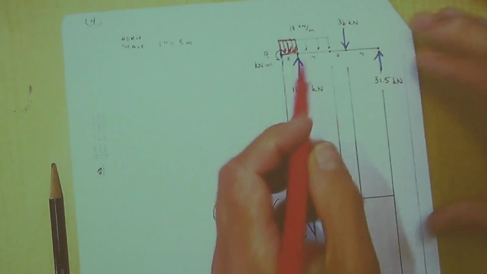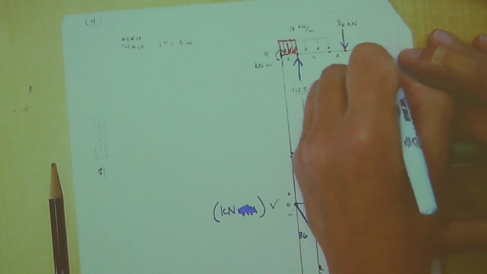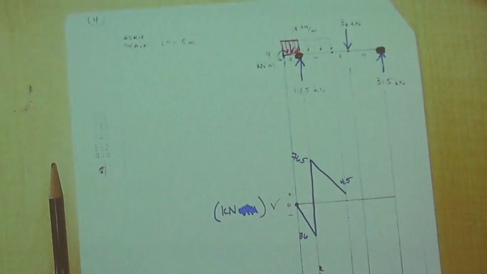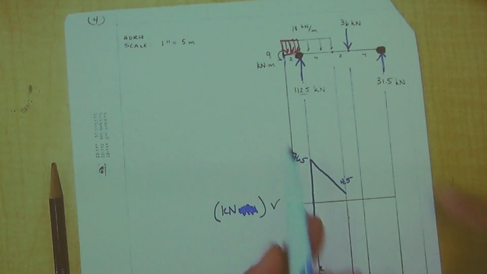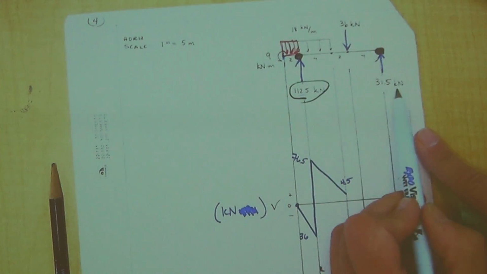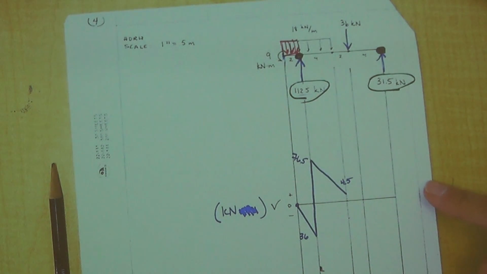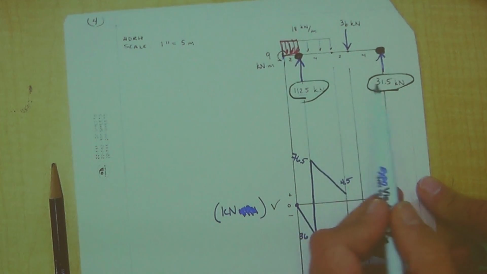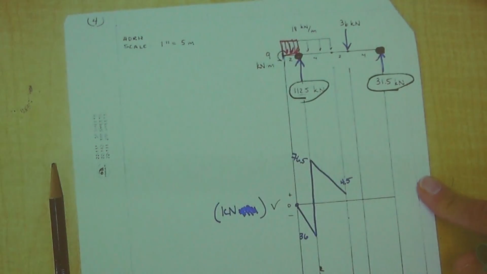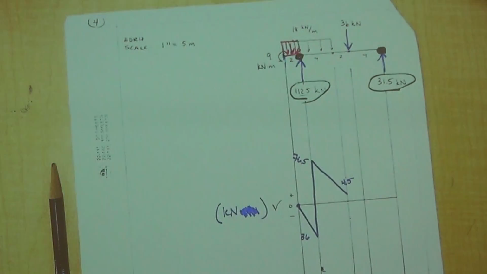Take a guess at where these connections are. Where are the supports? Right here? There's a support right here. One's a pin, one's a roller. You calculated these two forces. Those are the reactions at the supports. So these did take into account the 18, because this thing is in static equilibrium now.